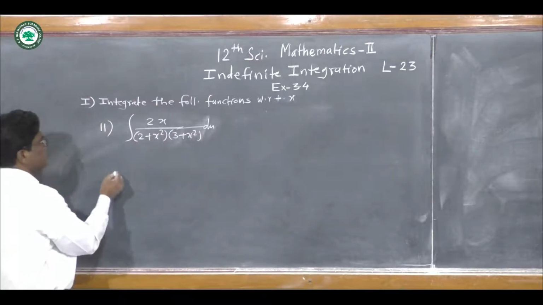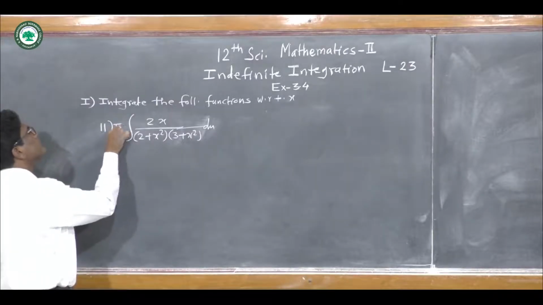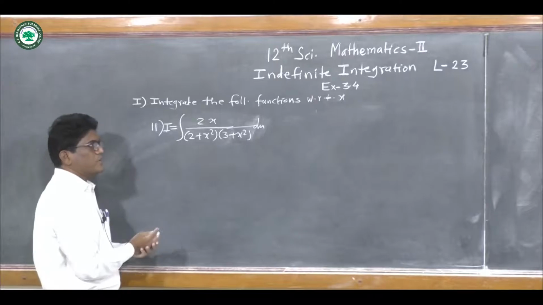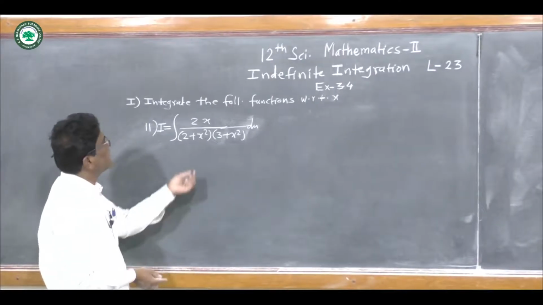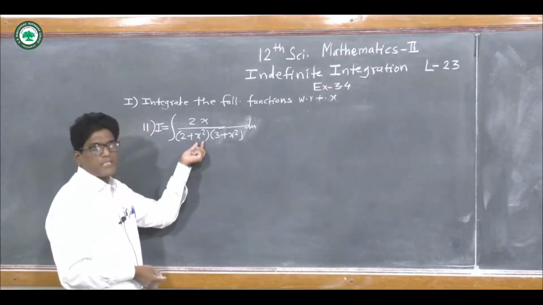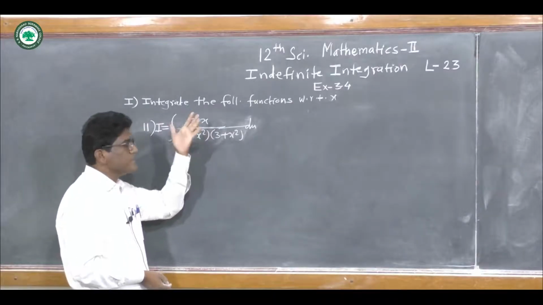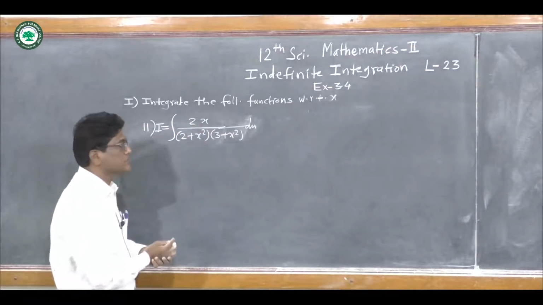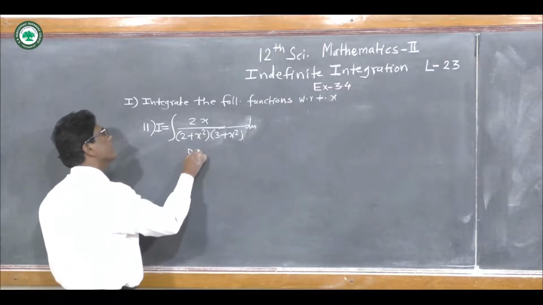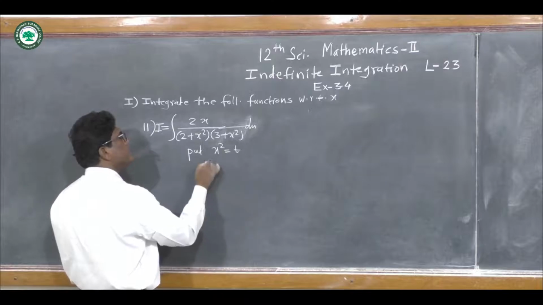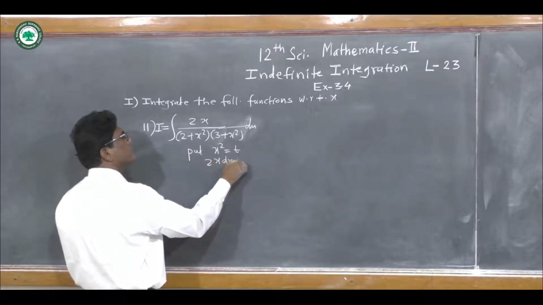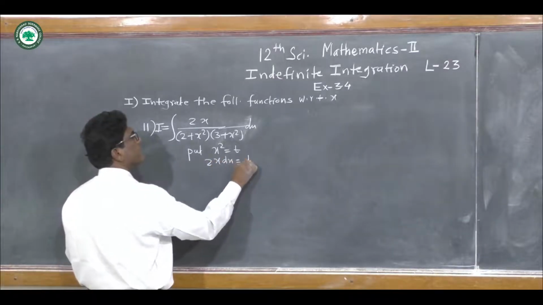So I is equal to the integration of 2x upon (2 plus x square) into (3 plus x square) dx. Now observe here, in the denominator x square and its derivative appears in the numerator. So we use firstly here the substitution method. Put x square is equal to t, differentiate with respect to x. So twice x dx is equal to dt.